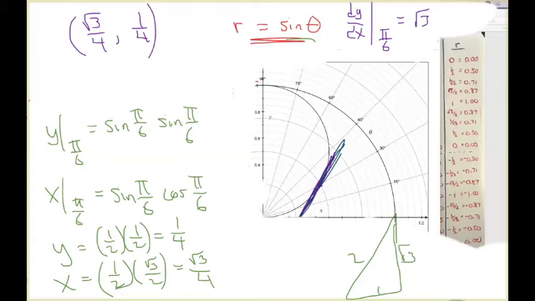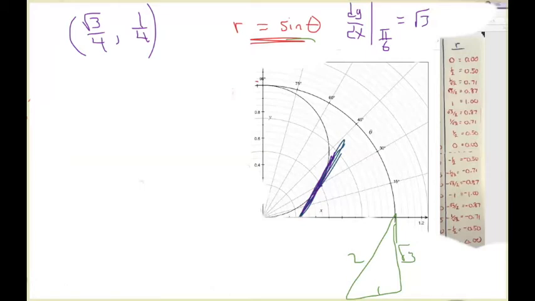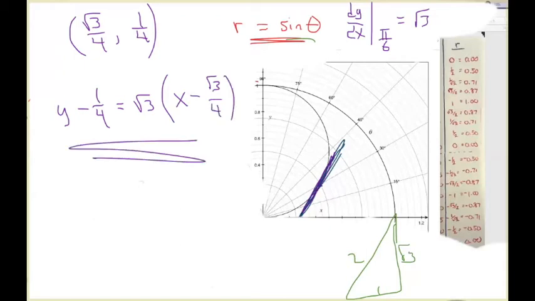so some assembly required. If this were the AP test, I would not go for slope-intercept form. I would just point slope it. This would be y minus 1/4 equals square root of 3 times x minus root 3 over 4. All right, I believe that's right. There you go. So that's an application of a derivative for a polar equation.